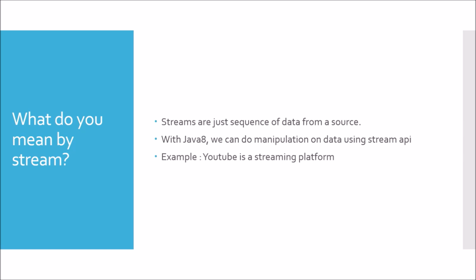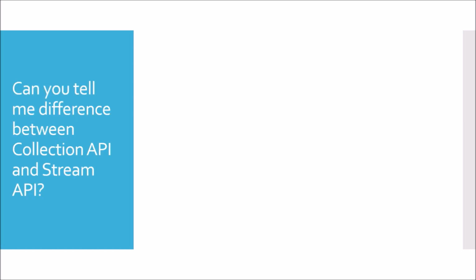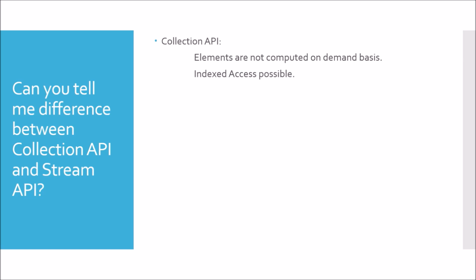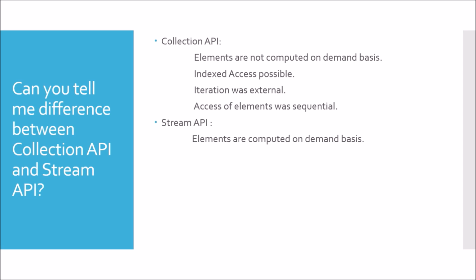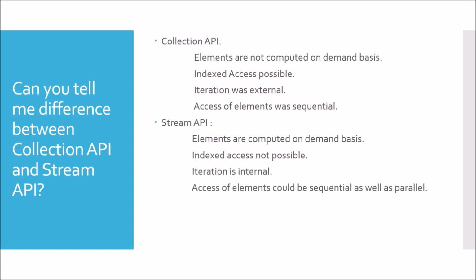Moving to next question. Can you tell me the difference between Collections API and Stream API? In the Collections API, elements are not computed on demand. Indexed access is possible. Iteration is external. Access of elements is sequential. But in the case of Stream API, elements are computed on demand. Indexed access is not possible. Iteration is internal. Access of elements could be sequential as well as parallel.